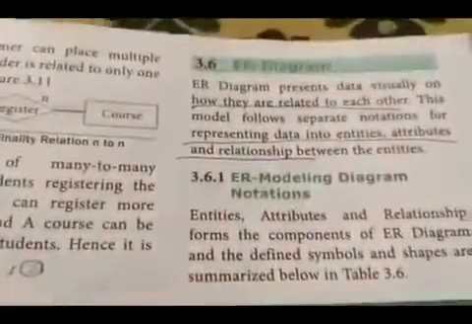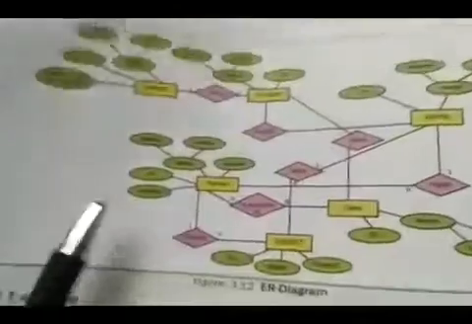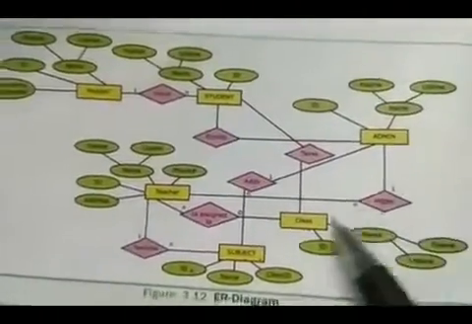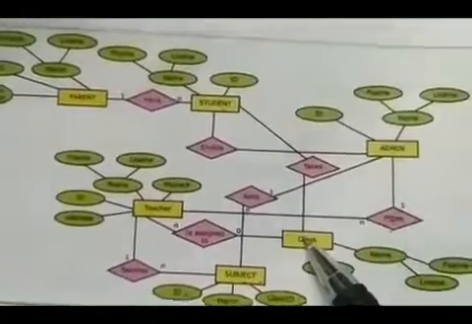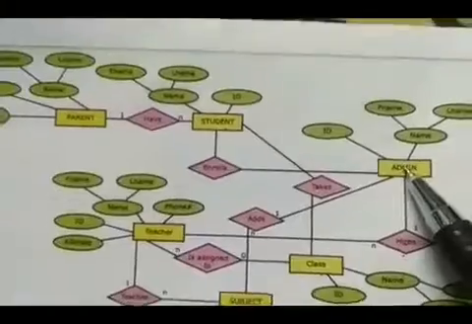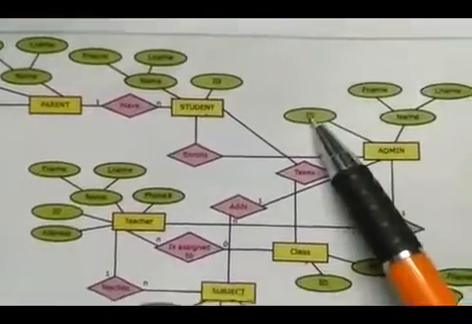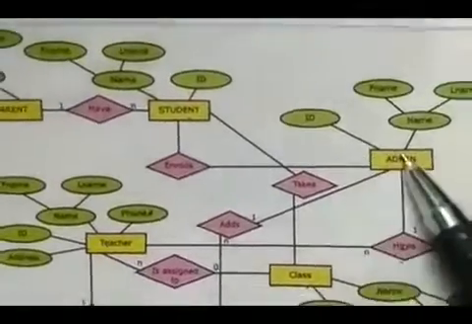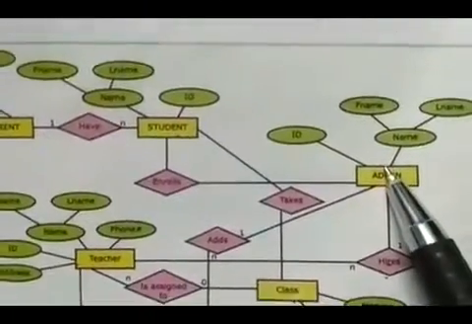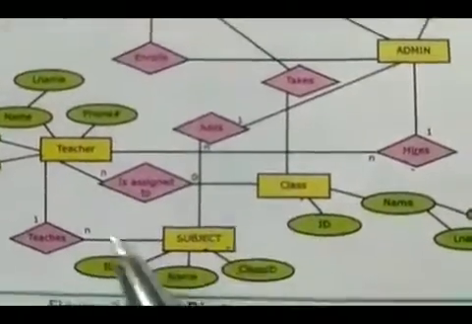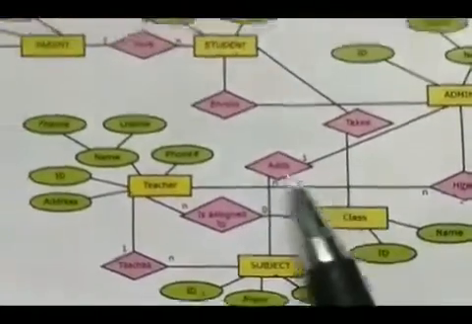So this is the ER diagram, and from this diagram what we can understand is that within the rectangular box is represented an entity. So these are all the entities. Admin is an entity, admin is a table. Consider admin is a table. What are the fields here? ID, name, and within name, first name and last name. So we can easily understand how the admin relates here with another table. Admin adds the subject, admin adds the teacher. So here we can easily understand.